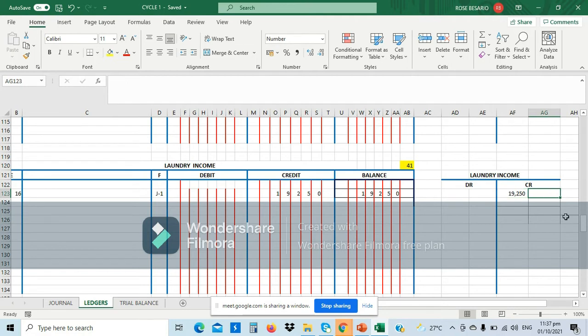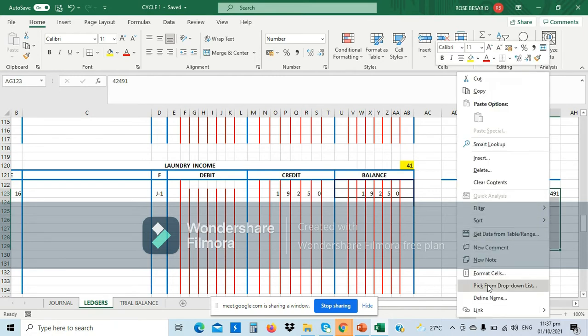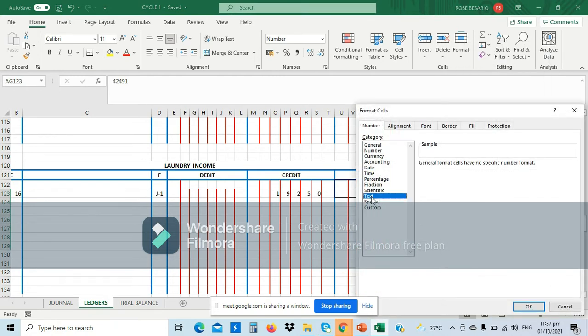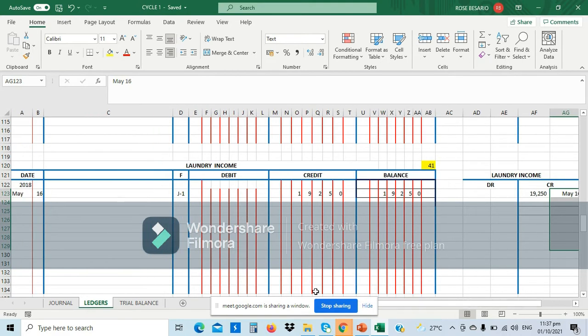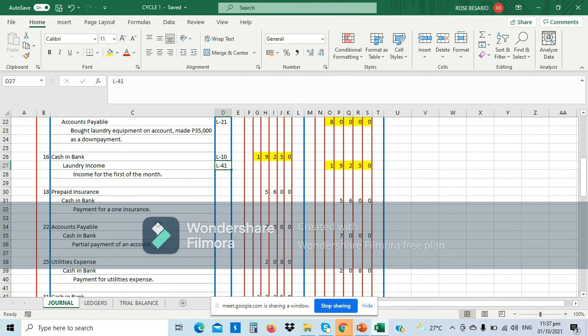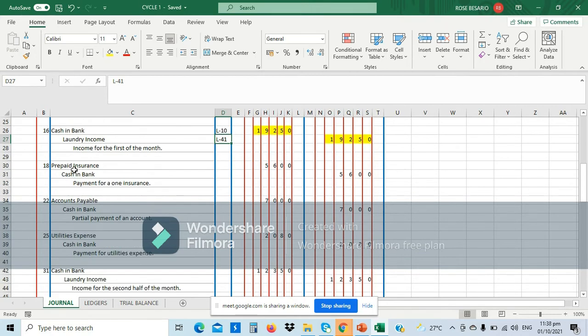May 16. I need to format the cell. So this is May 16. Okay, and then go back to your journal. So our next entry or transaction is on May 18.